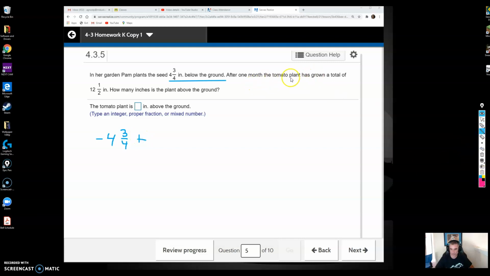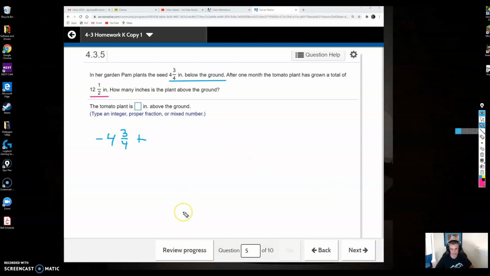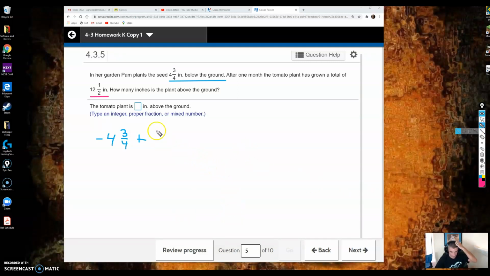After 1 month, the tomato plant has grown a total of 12.5 inches. Not my tomato plants. I cannot grow tomatoes. They always get eaten. They always die because I forget to water them.